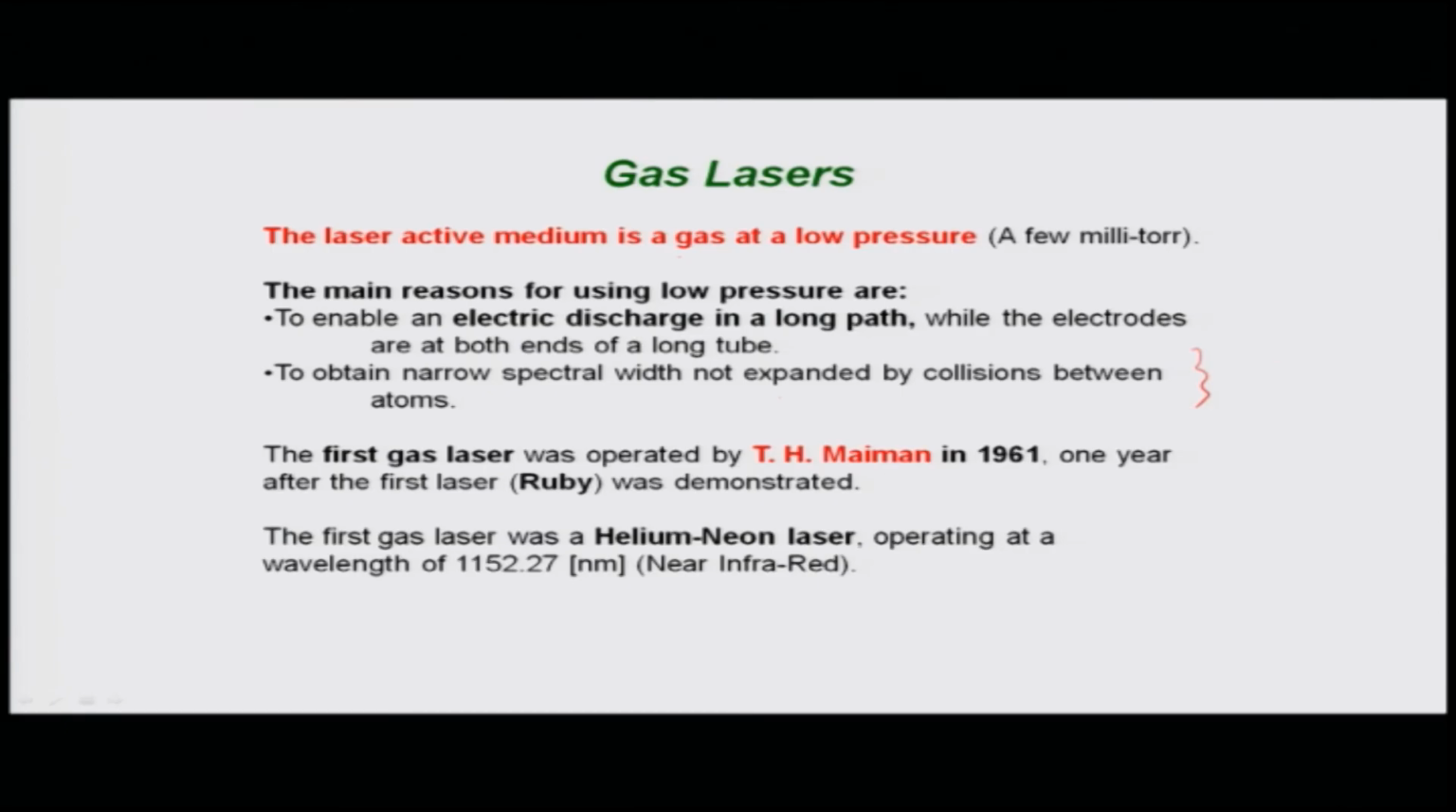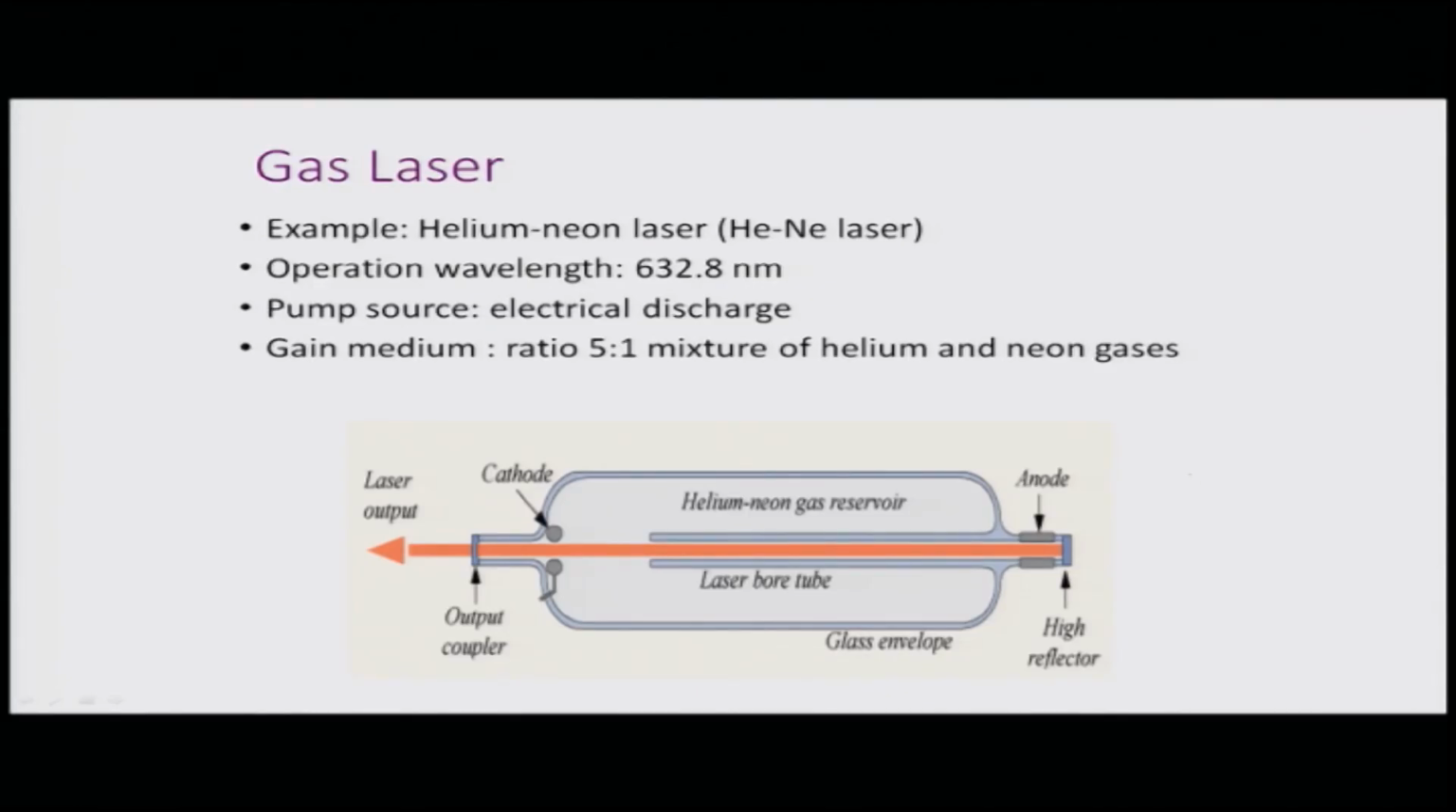The first gas laser was again operated and shown by Meinman in 1961, 1 year after the first ruby laser was demonstrated. And the first gas laser was a helium-neon operating in the near infrared at 1152.27 nanometers. The gas laser, typically the ones that we use nowadays, are in the visible region of 632.8 nanometer.